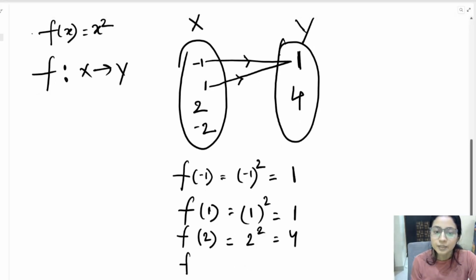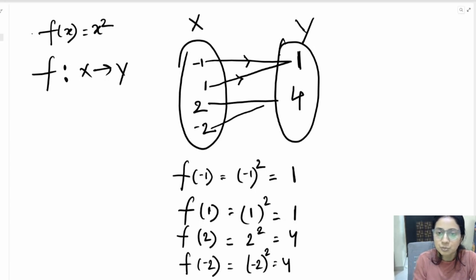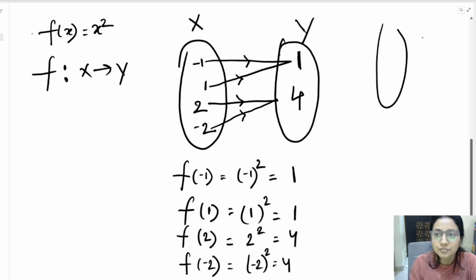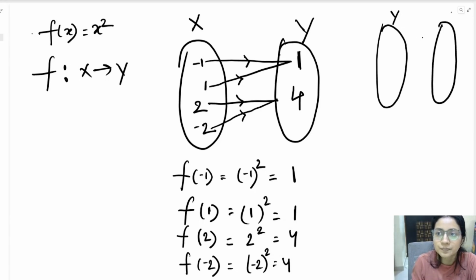And if you take input as minus 2, you will still get the same output, that is 4. That means 2 and minus 2 both give output 4. Here, if we try defining f inverse, it will look like this. f inverse will be from set y to set x, where y has elements 1, 4 and x contains elements minus 1, 1, 2 and minus 2.